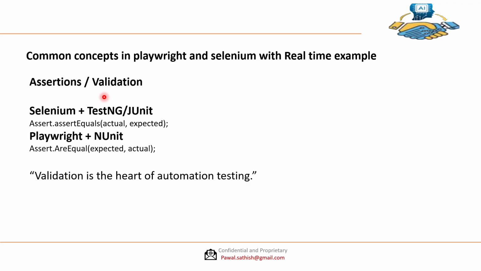Next is assertion or validation, which is a very important concept. In Selenium we use TestNG to do the assertion or validation, like Assert.assertEquals with actual and expected. In the same way we can use different methods as well, such as Assert.assertEquals, assertNotEquals, and assertFalse. The same in Playwright with NUnit: the syntax is Assert.AreEqual with expected and actual. We use assertions for validation purposes only. So this is the syntax.